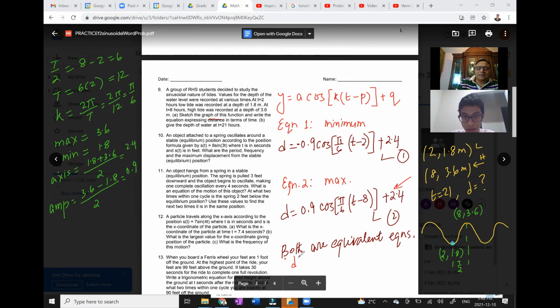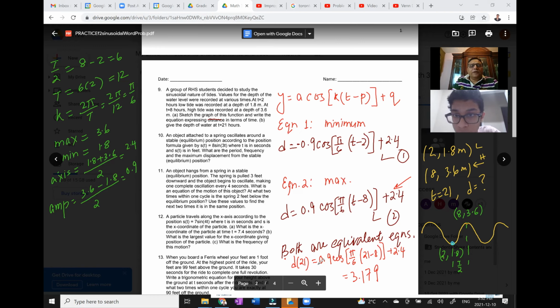So we want to put t as 21. Just plug in 21 here, right? So what do you get? 0.9 cos of radian, right? Pi by 6, 21 minus 8 plus 2.4. Calculate and tell me the answer. It's 3.179. Correct. So we'll say 3.179. That is the answer for part B.